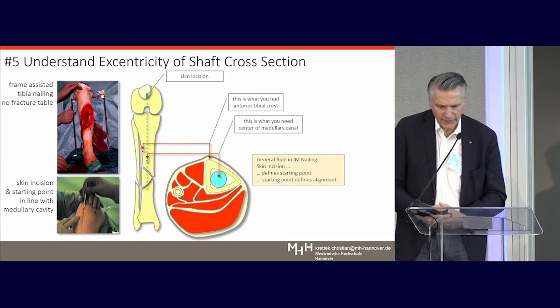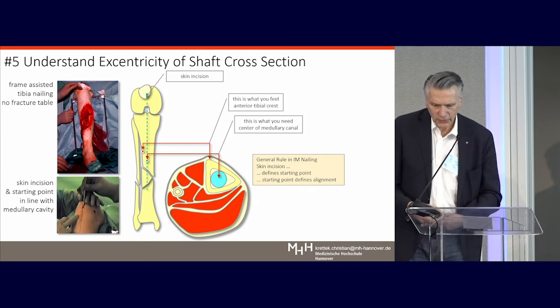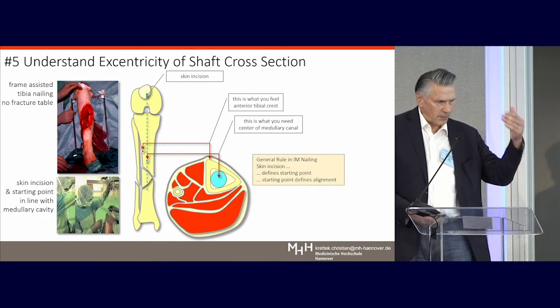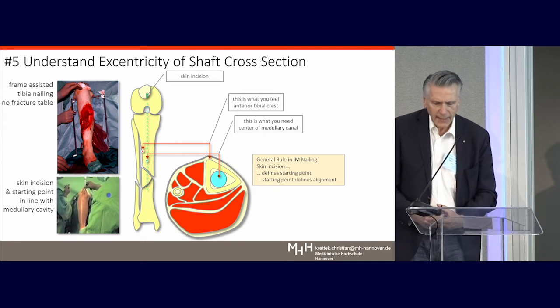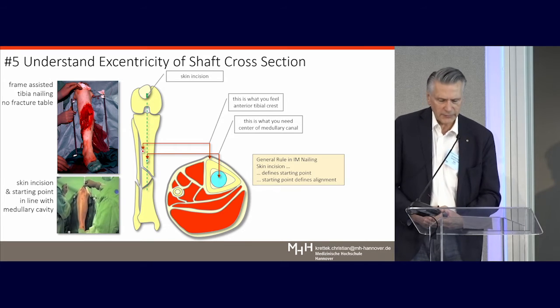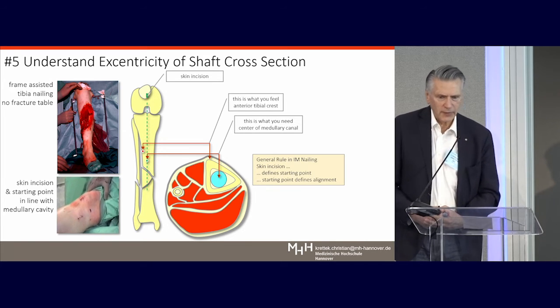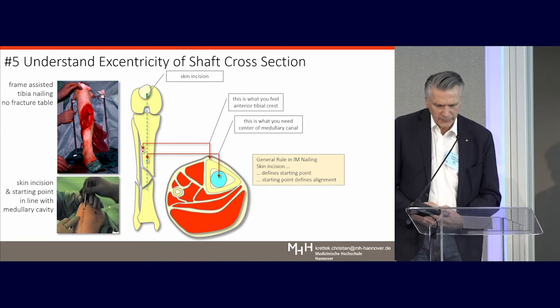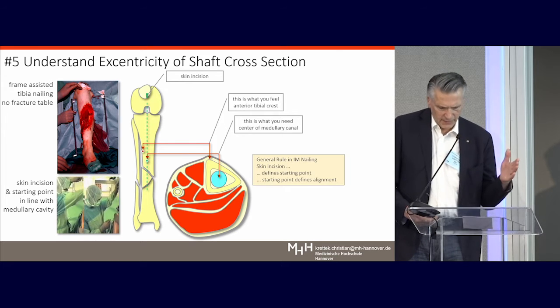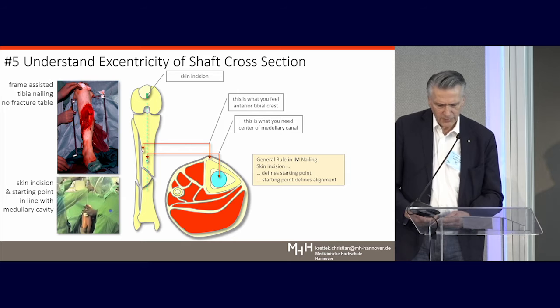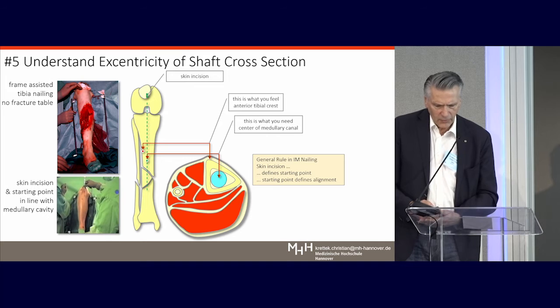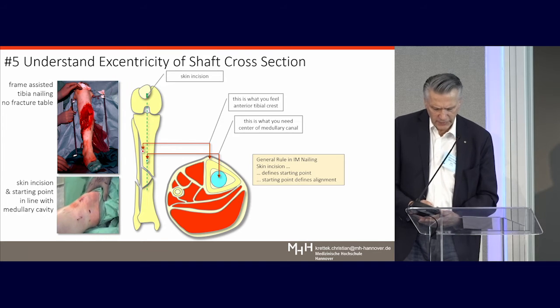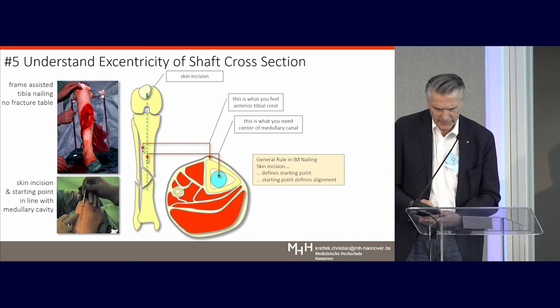And number 6, understand the eccentricity of the shaft cross-section. When we are planning and guiding the starting pin, and we reference the anterior tibial crest, many assume this is the middle of the medullary cavity, but it's not the middle of the medullary cavity. It's actually the medial border, and the center of the medullary cavity is always a little bit medial of it. So these are all factors which should be considered in order to find the right starting point.